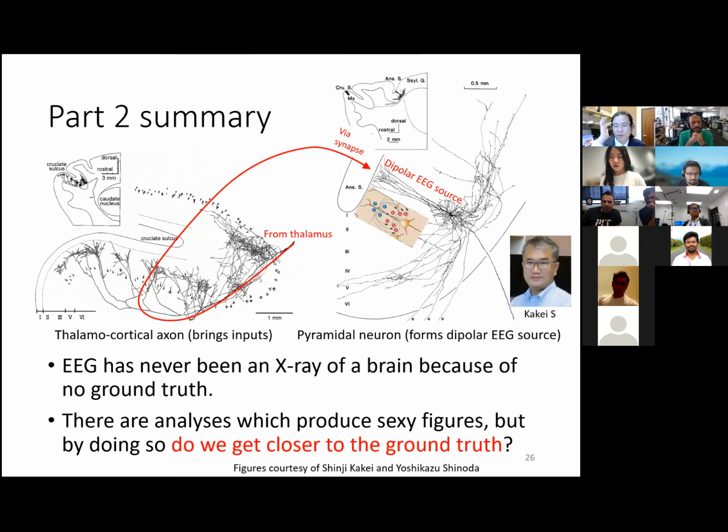Okay, so that's the summary. I wanted to confirm that the lack of ground truth in EEG is a problem. And to make this argument more tractable, I want to point out that the generator of the EEG is the neurons. That's the confirmed fact, and that's the firm ground we can stand on, at least.